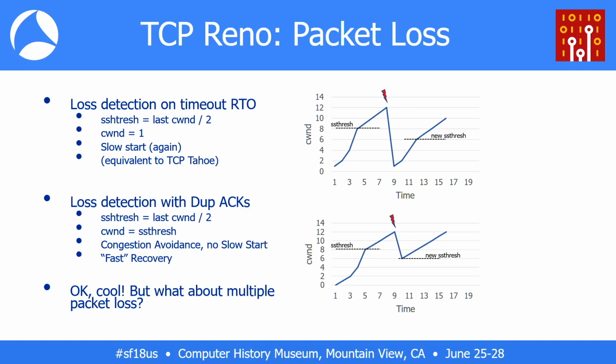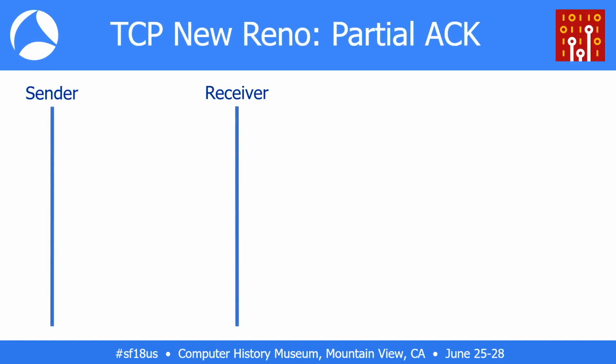So, next up, New Reno. And New Reno brought a new feature called partial ACK. How does this work? Let's just imagine I have a sender and I'm sending a bunch of data to my receiver. And I do experience packet loss in between, right?